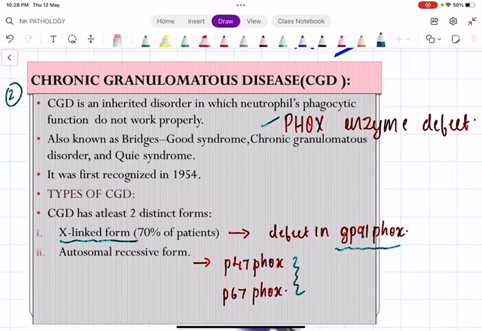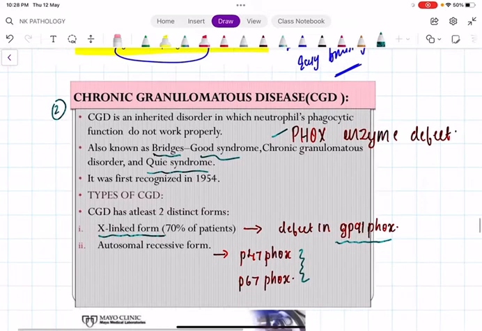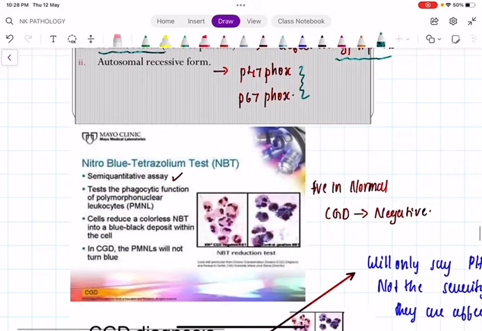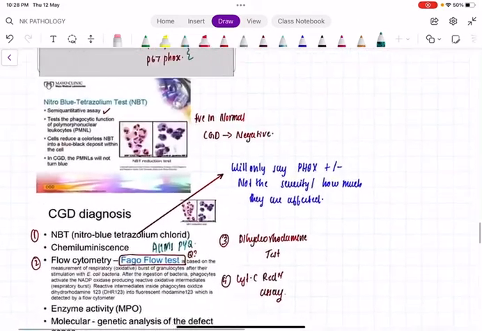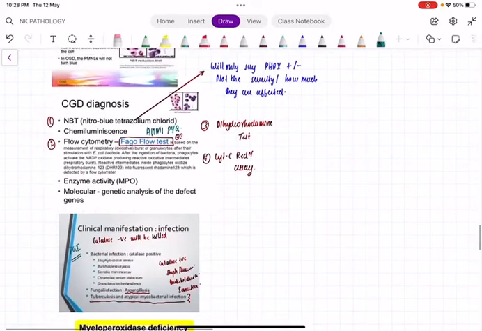It is also called Bridges-Good syndrome or Quie syndrome, just for completion sake. Usually chronic granulomatous disease only will be asked. So what are the clinical features of chronic granulomatous disease?